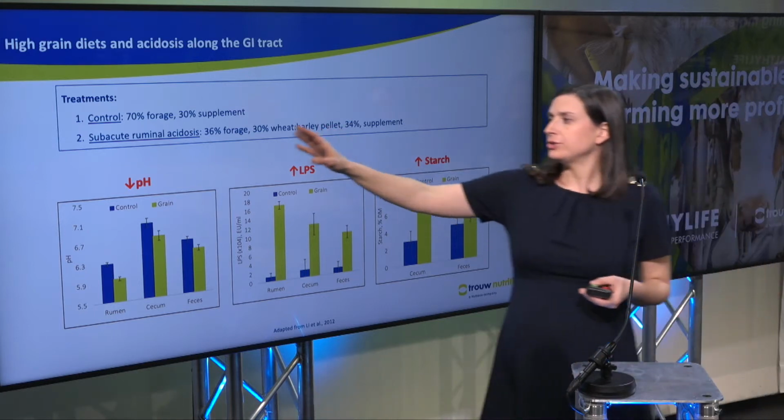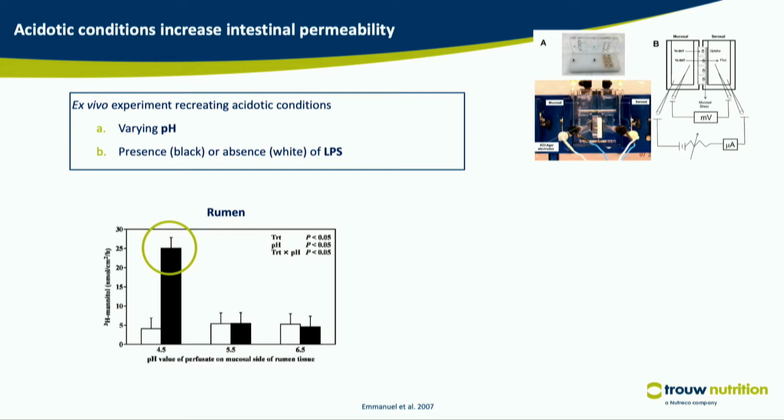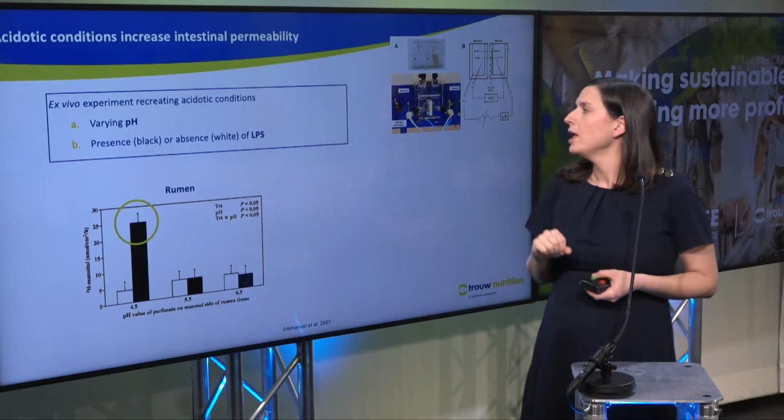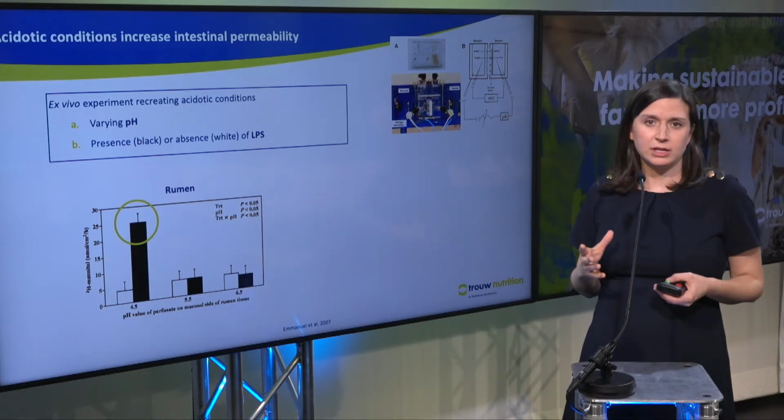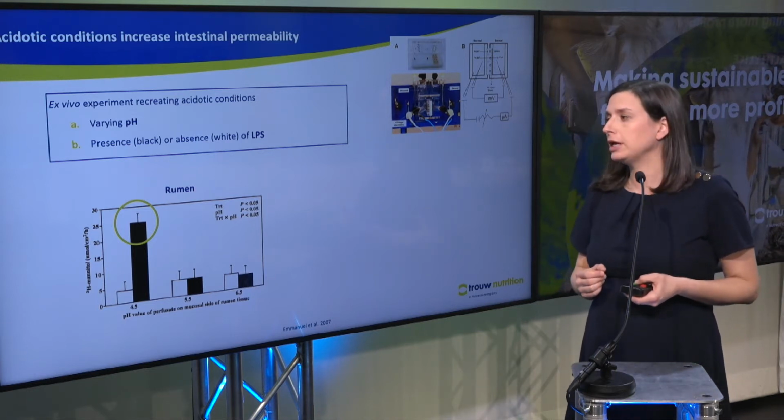Now, these two factors, the low pH and high LPS, were mimicked in this other study. This is an in vitro one, so it is done in the lab. Tissue from the animals is taken and placed in an apparatus like this one, called a Ussing chamber. This allows us to measure intestinal permeability, so it gives an indication of leaky gut.